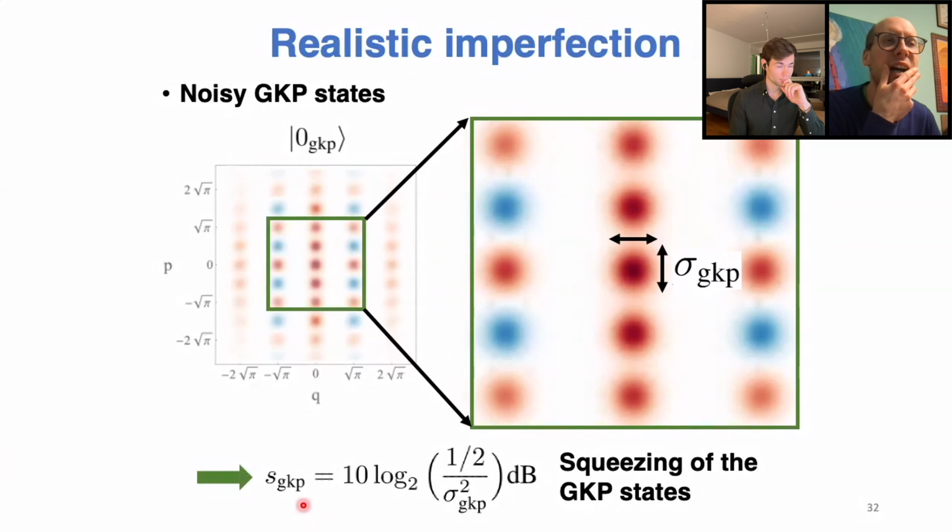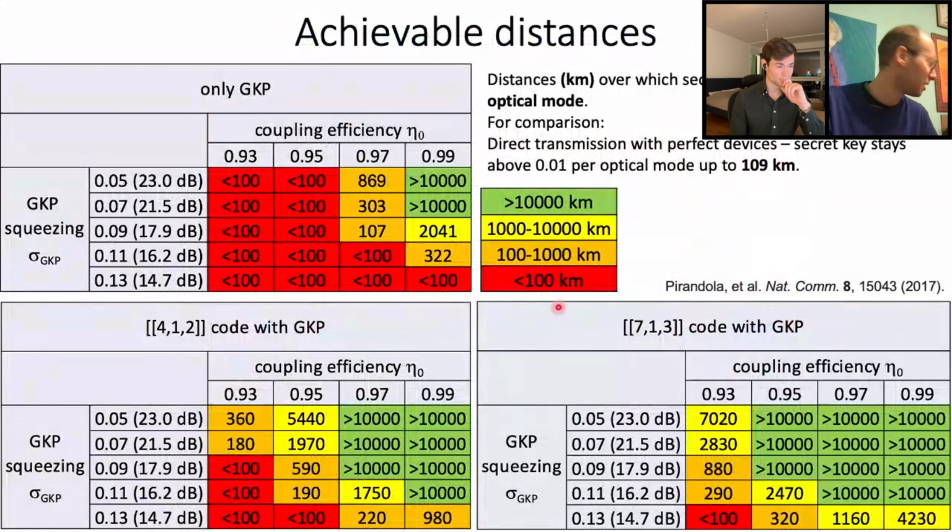If I can quickly add that experimentally, these microwave cavity GKP qubits I think are on the level of between 7 to 9 dB. So you see that this is still much further into the future.